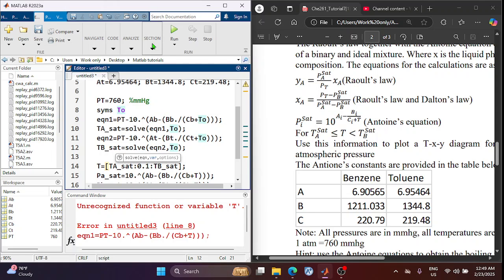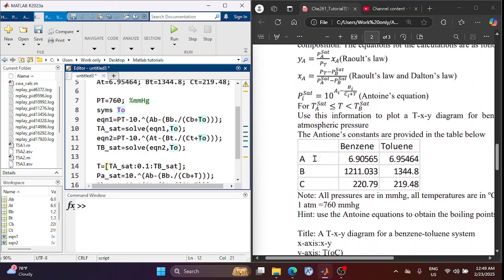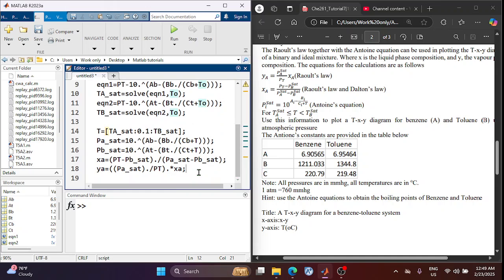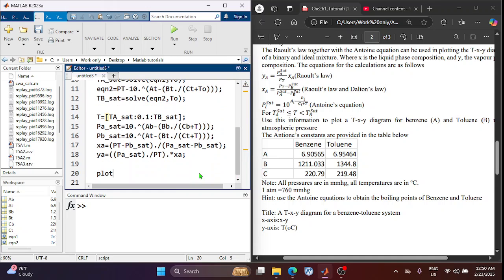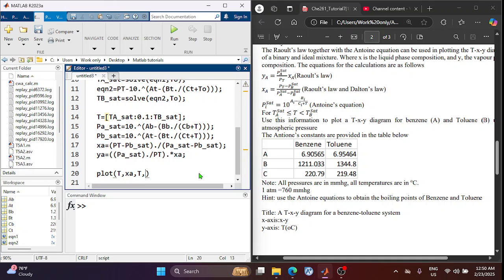Okay, now let's try running this and see to make sure there are no errors. Okay, so there are no errors showing. So now let's try our plot. The question says that we should plot a T-X-Y diagram. So we'll plot T against X, and then we'll also plot T against Y. So I can say plot T against XA and then T against YA. So let's plot this as well and see what we have before we continue.